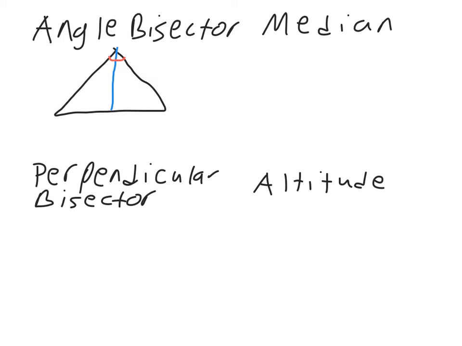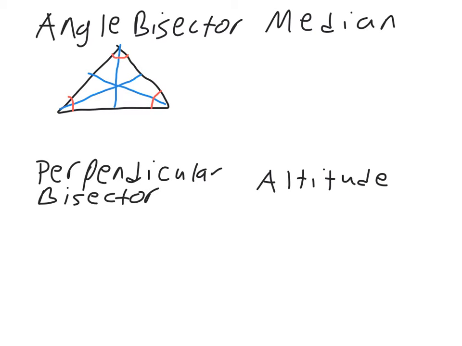Alright, so the angle bisector is if you draw a line from the vertex of a triangle, it will cut the angle into two equal parts. And I marked that with the red curve on both sides of the blue line. And if you draw all three of the angle bisectors, we get what's known as the incenter. So this point right here, that's the intersection of all three angle bisectors, is known as the incenter.